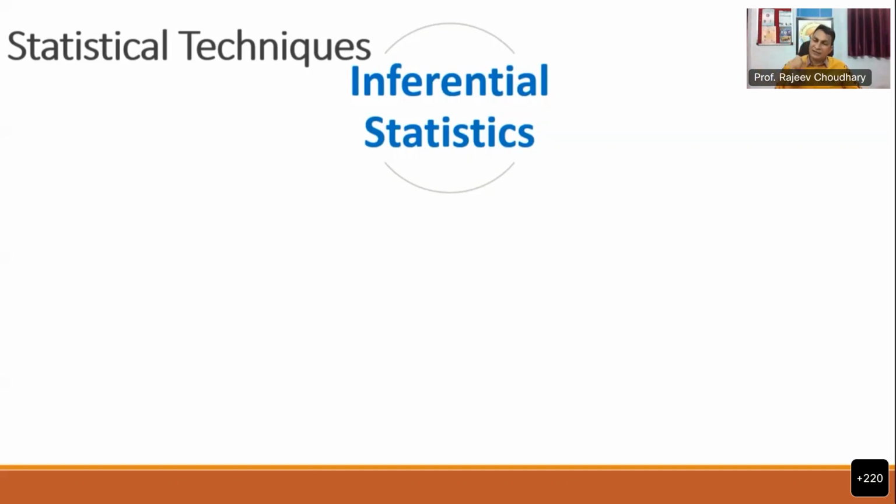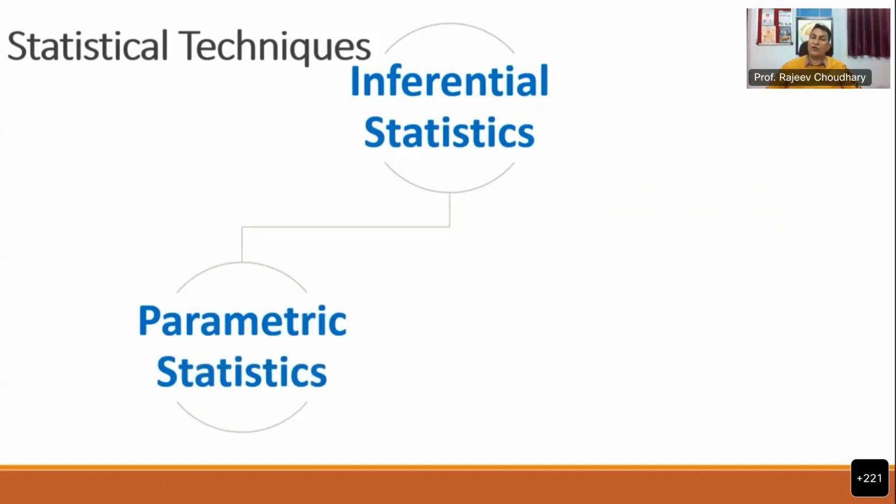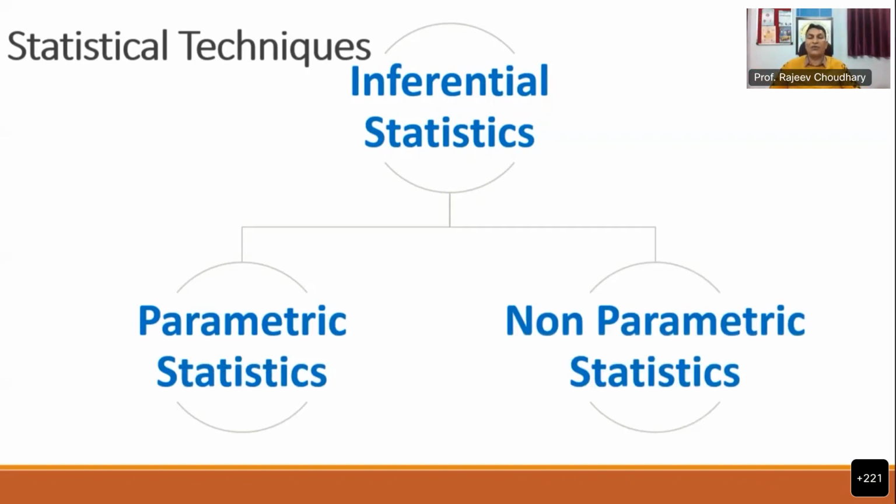All the statistical techniques, all the statistical tools, or we can say that all the inferential statistics are divided into two different categories. One is parametric statistics, another is non-parametric statistics. But we always apply parametric statistics? No, it's not correct. There are some assumptions, and these assumptions should be fulfilled. Only in that condition we can apply parametric. Otherwise, we cannot generalize the results.